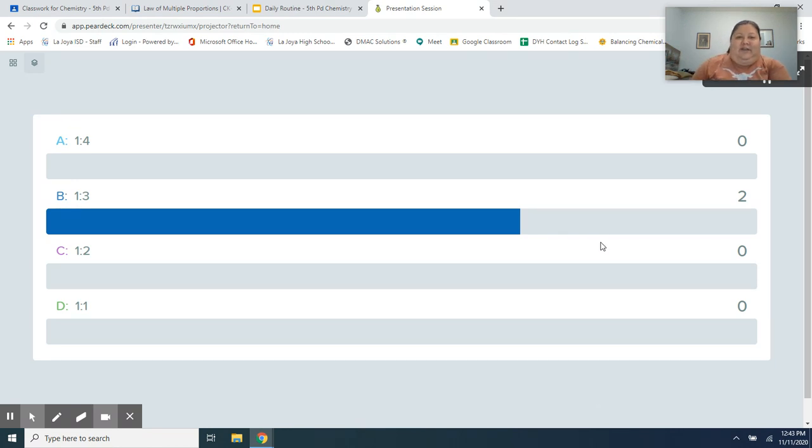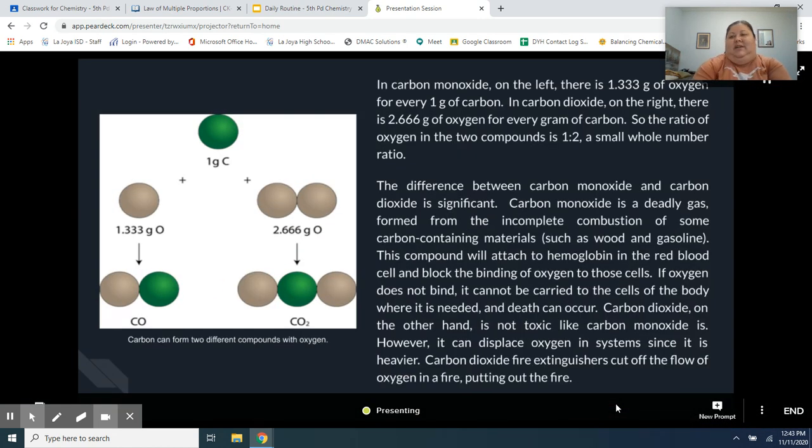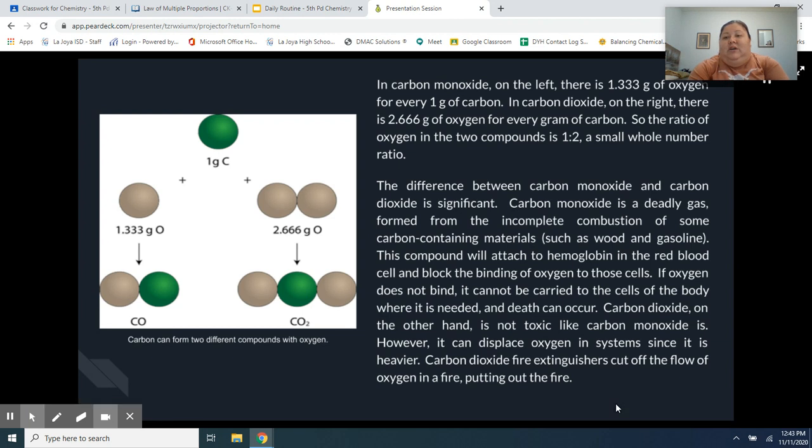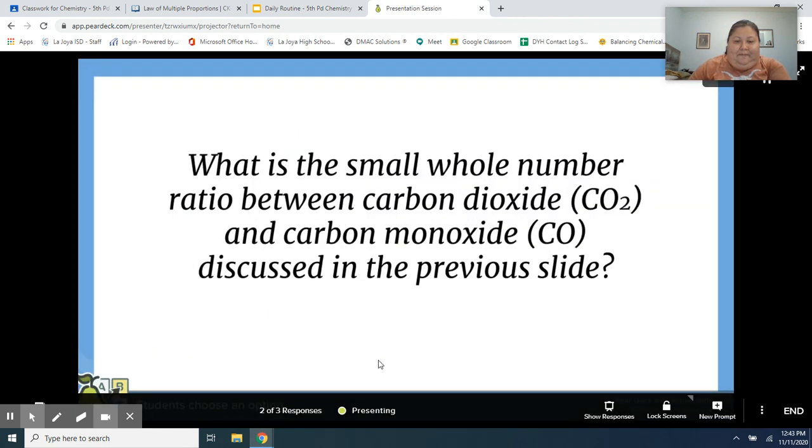All right, let's check it out. At the top paragraph, it says the ratio of oxygen in the two compounds is 1 to 2. That was letter C, I believe. Letter C. Wah, wah, wah.